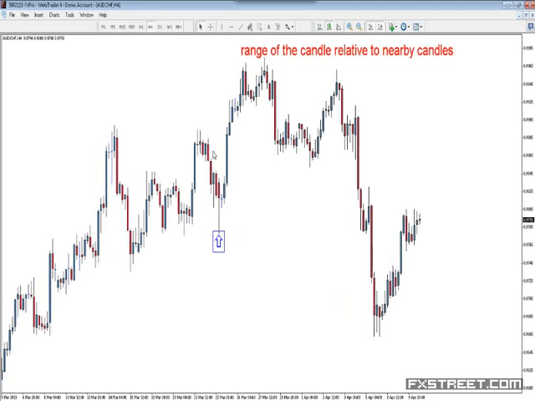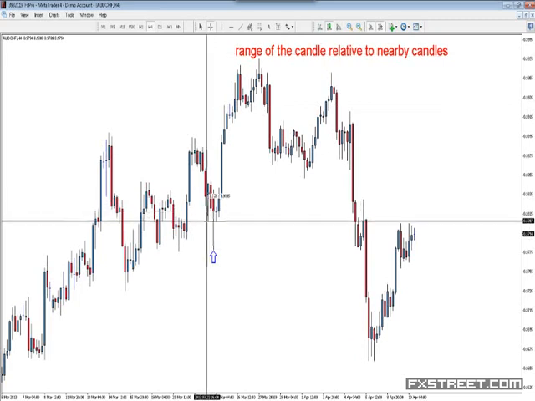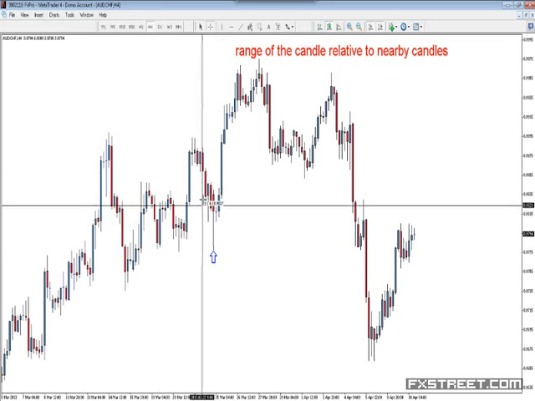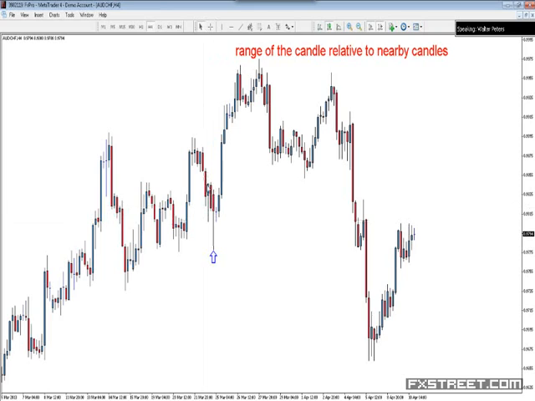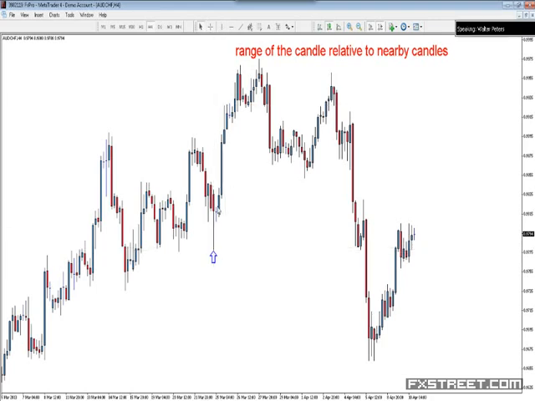Here's another one, okay? This candle right here, I'm going to look at the previous three candles. This candle here is 31 pips. This candle here is 40 pips. And this candle here is 40 pips. 40, 40, and 31 pips, okay? Three candles. And then all of a sudden we get this sucker. This candle right here is actually 63 pips. So it's roughly 33% bigger than the biggest candle we've seen in the last three candles. That tells us that the market's getting volatile, okay?